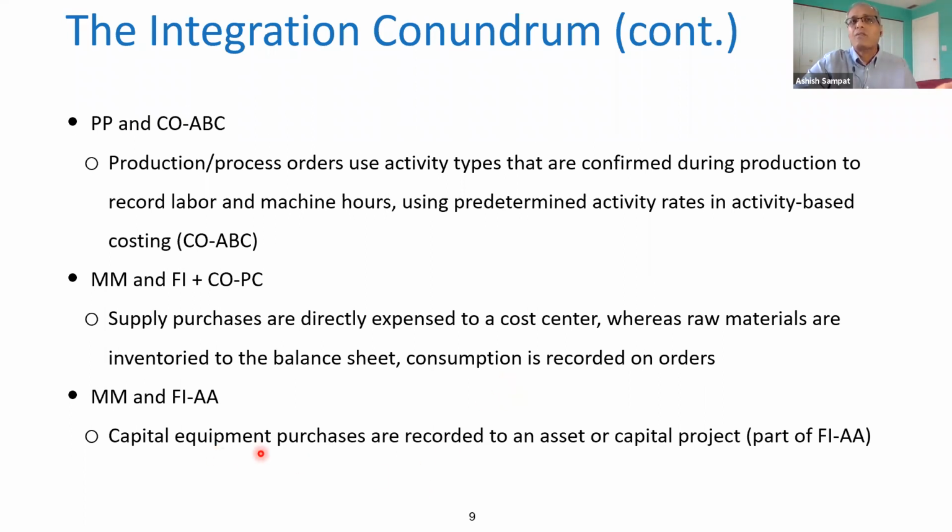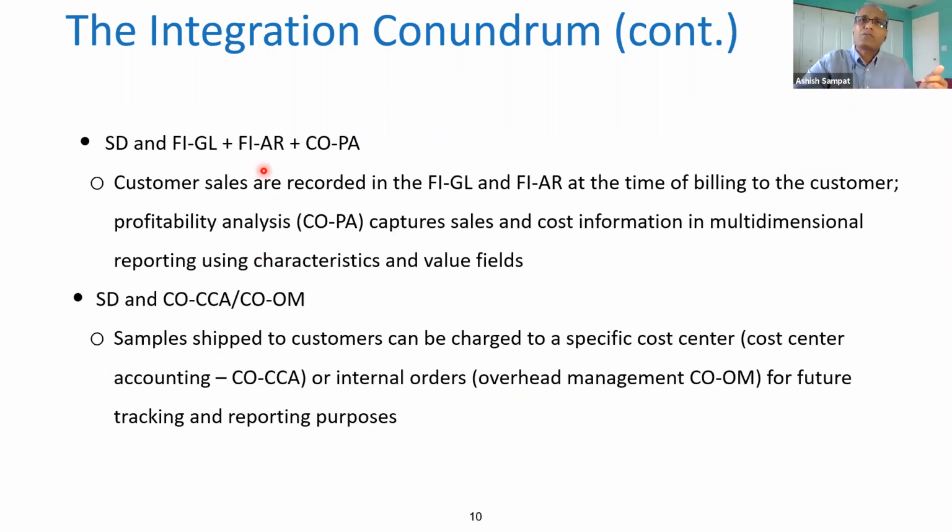And then of course there's asset accounting. Capital equipment purchases can be recorded through materials management and asset accounting. And then when it comes to sales distribution, here also the outbound movement of goods on customer sales, we record accounts receivable, we record sales in FIGL, and then COPA also records the cost information to arrive at the profitability. In this example, I have taken characteristics and value fields, the typical costing-based COPA. But if you're using account-based COPA, then you don't have value fields, but you do have the characteristics which get populated.